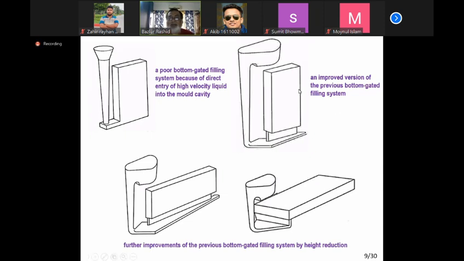So that's why, although it is a bottom gating system, and this is also a bottom gating system, movement is minimized here compared to this one. So turbulence will be less in this case compared to that one.